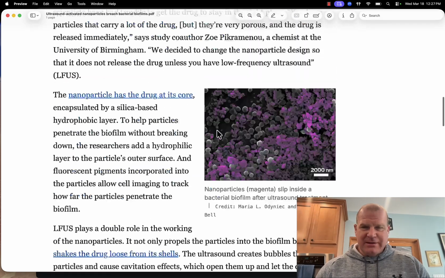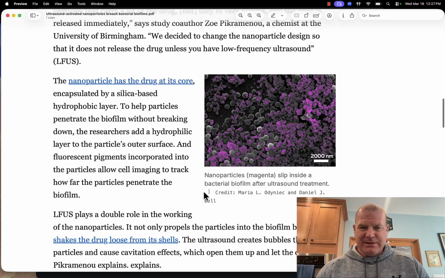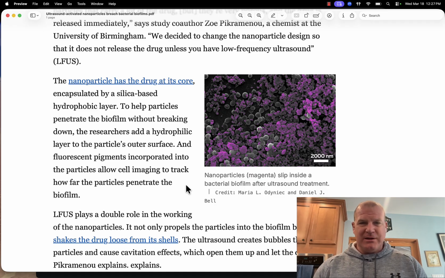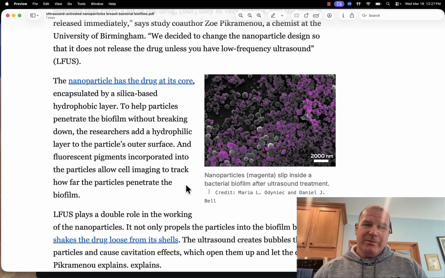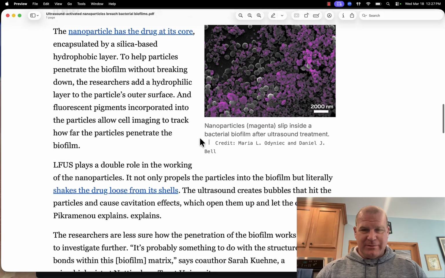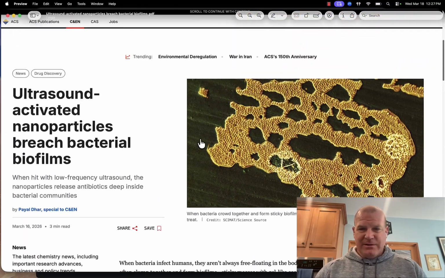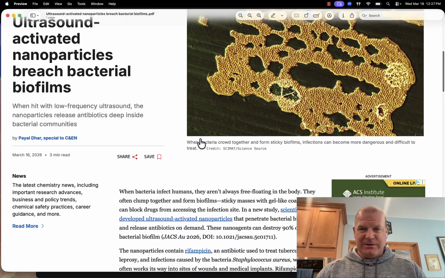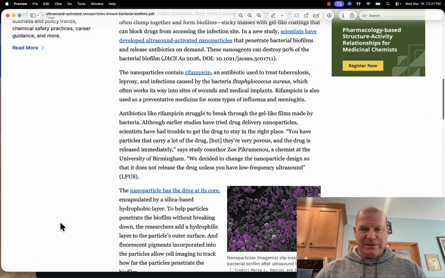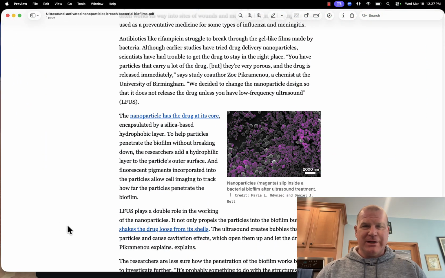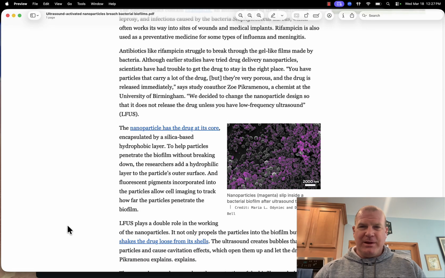I think it's an interesting technology, but we're not there yet. This is not something where you're going to go to the doctor tomorrow and say, hey, can I get some of those ultrasound nanoparticles to treat my ear infection? We're not there yet. But it's interesting to see that we're improving things and looking at different things. We're looking at the biofilms rather than just the bacteria themselves, and at new ways to deliver medicines to patients. It shows you how our medical technology is improving, and what role chemistry has in that.